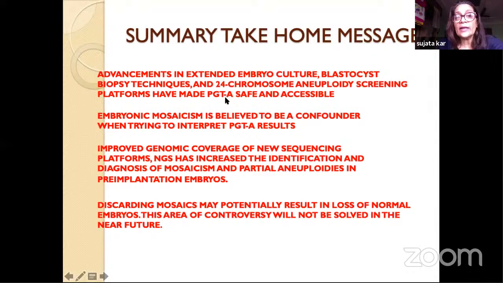Advancement in extended embryo culture, blastocyst biopsy technique, and 24 chromosome aneuploidy screening platforms have made this technique safe and accessible. Embryonic mosaicism is believed to be a confounder when trying to interpret the PGTA results. Improved genomic coverage of new sequencing platforms like NGS has increased the identification and diagnosis of mosaicism and partial aneuploidies in implantation embryos. Discarding mosaics may potentially result in loss of normal embryos.